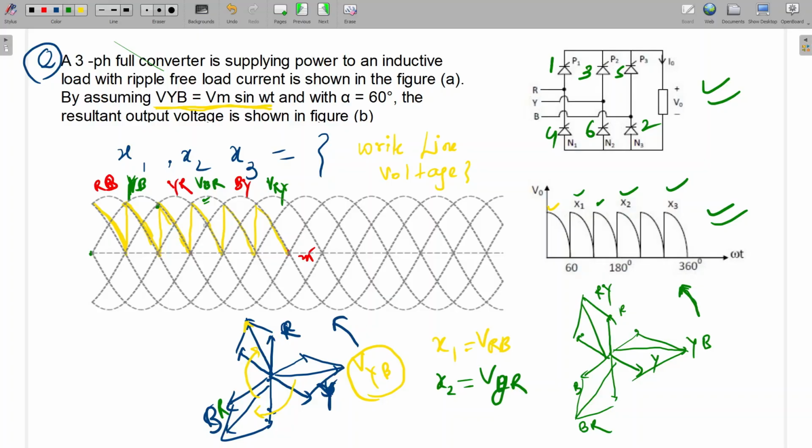1, 2, 3, 4. We don't have VRY waveform. Any mistake is there? Oh, RY is this only. First will come RY. So it's correct. Last one is BY. So last one X3 is VBY. Is it clear? Clear to all?